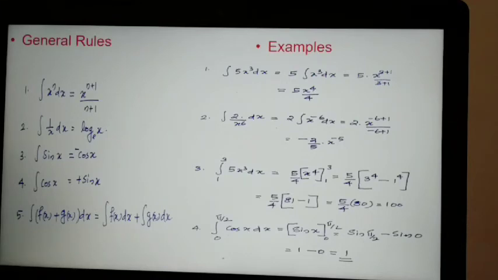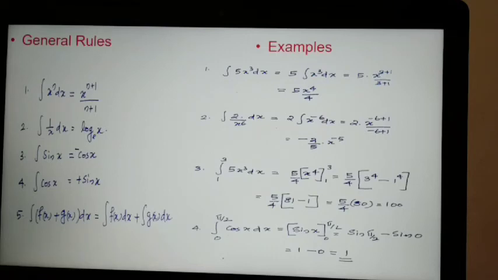So that x will take the upper limit first. The upper limit is pi by 2. So sin x will become sin pi by 2 minus, now x will take the lower limit, x equal to 0, then minus sin 0. So sin pi by 2 is 1, sin 0 is 0. So 1 minus 0 is equal to 1.